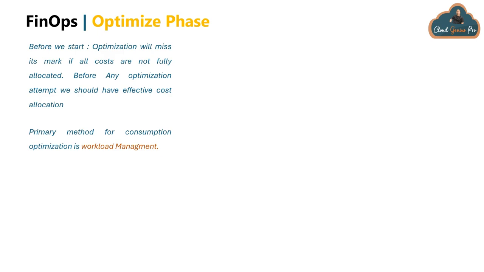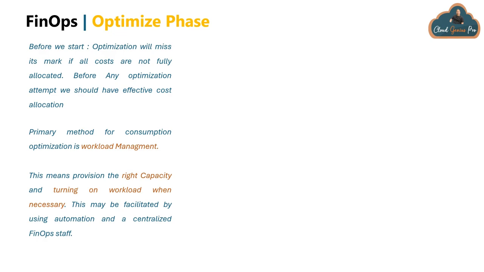The primary method for any kind of consumption optimization is workload management. What exactly it means is that you should always provision the right capacity at the right time. That means you should enable that resource whenever it is necessary. It is unlike the traditional data centers, where we provisioned higher capacity in one go, considering future demand, because the procurement timeline was too long. But in cloud it is not like that.